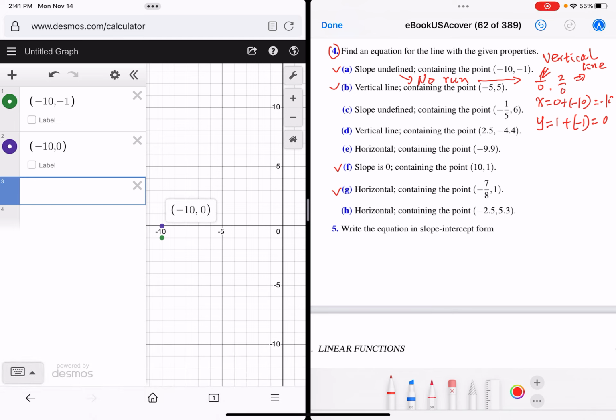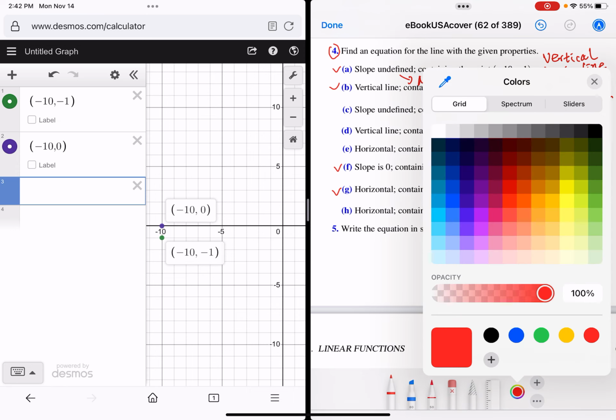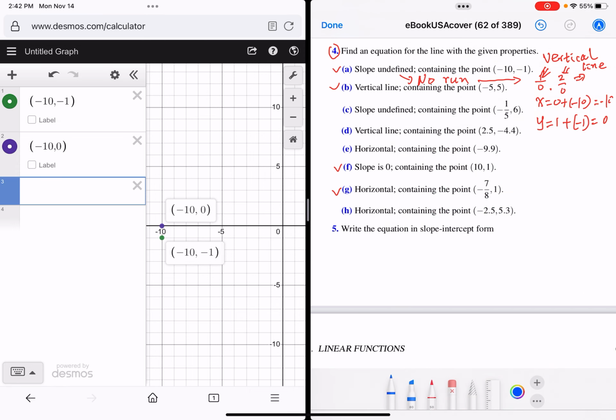Here is (-10, 1). Anyway, you may find a third point by using this number, the number right here. So you get a different point. The x value, -10, is not going to change. So x equals -10 will be the equation. Okay, so here we find the equation.